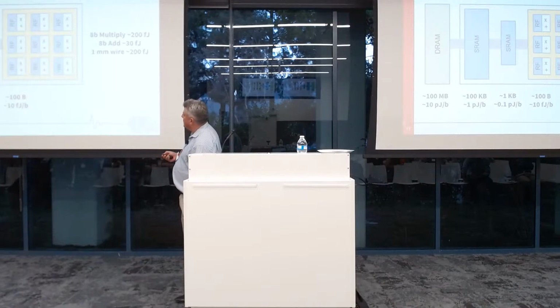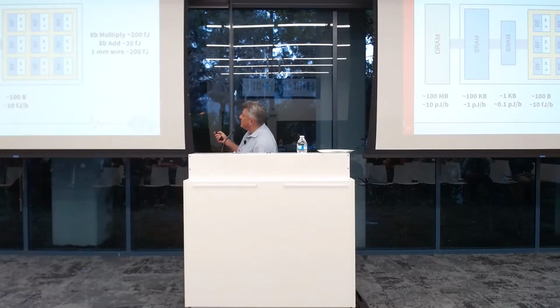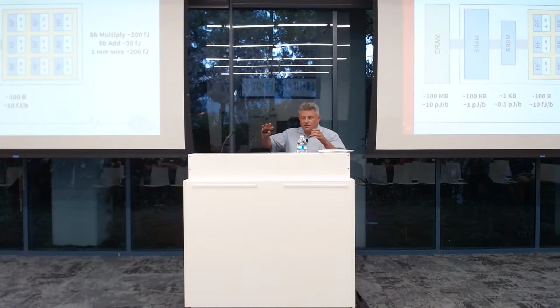How do you move this stuff around? Also considering that these are your typical multiplication energies, add energies, and if you want to go down a wire, it's about 200 femtojoules per wire. And so, right, a digital processor designer has all these numbers, and they run optimizations, and then they figure out a schedule and a data flow that makes the energy as low as possible.